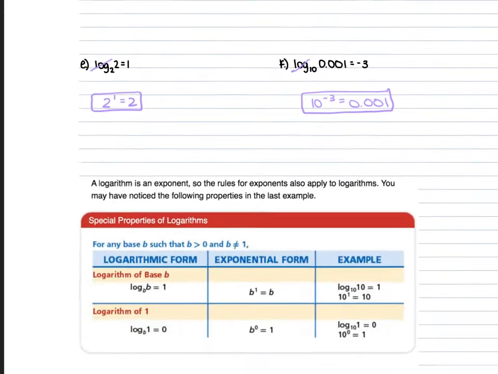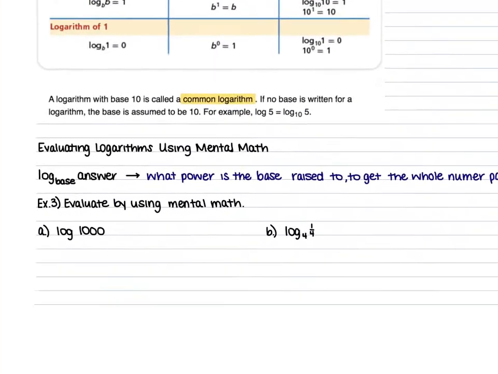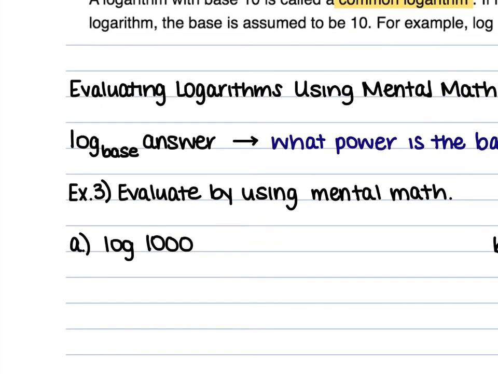With special logarithms, or special properties of logarithms, these are just used to evaluate these logs. So if you have something like log 5, it's the same exact thing as log base 10 of 5. Whenever there's just that word log there without a base, that subscript number is automatically a 10. Okay, so if we look at example 3a, we're evaluating using mental math.